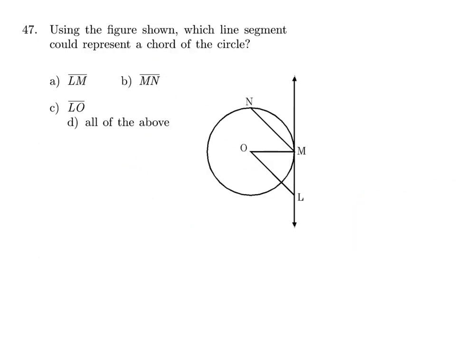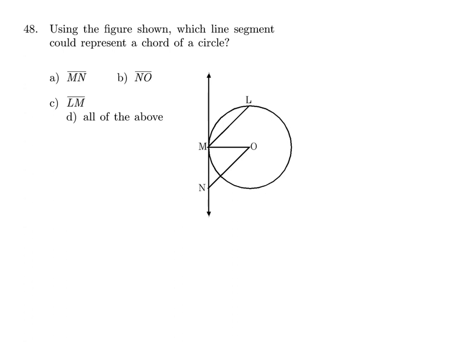We're done. Alright, using the figure shown, which line segment could represent a chord of the circle? Which could represent a chord? This is a radius, that's a radius, this is a chord right here. MN. That's all there is to it. B. Done.